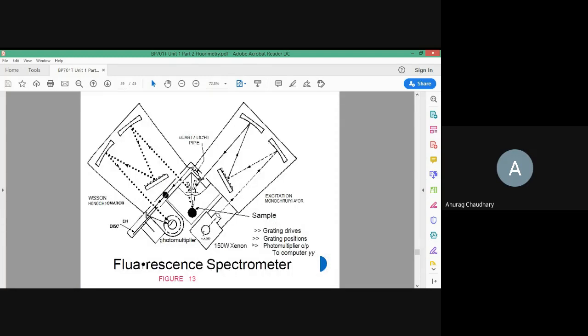This is a typical diagram of a spectrofluorimeter, and you can see that light emitted by the light source is converted into two beams. One passes through the sample, one passes through the reference. Monochromators are used. The first monochromator is used before light enters the sample cell, and one monochromator is used after the light emerges from the sample cell, and a photomultiplier tube is used as the detector.